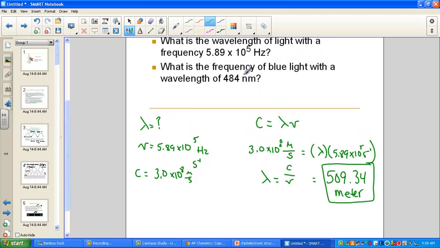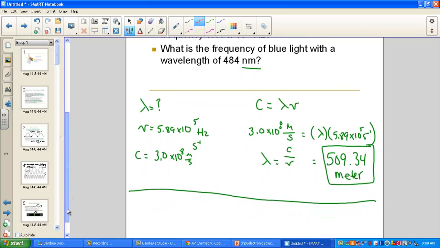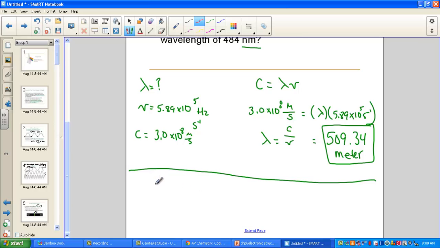This time we're solving for the frequency. What is the frequency of blue light with a wavelength of 484 nanometers? So here we have a different problem now. Let's give ourselves some more room. Speed of light is given to us always. It's 3.0 times 10 to the 8th meters per second. The wavelength is provided for us, but it has a unit there, nano. Now remember, nano is a metric unit, 10 to the -9th power.